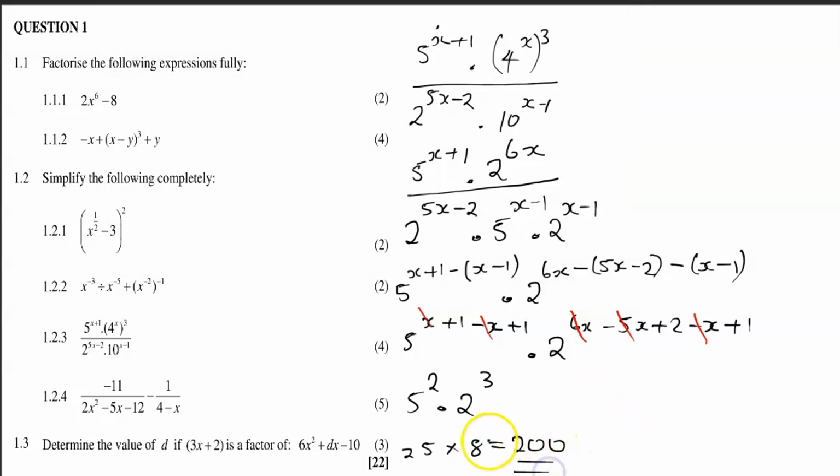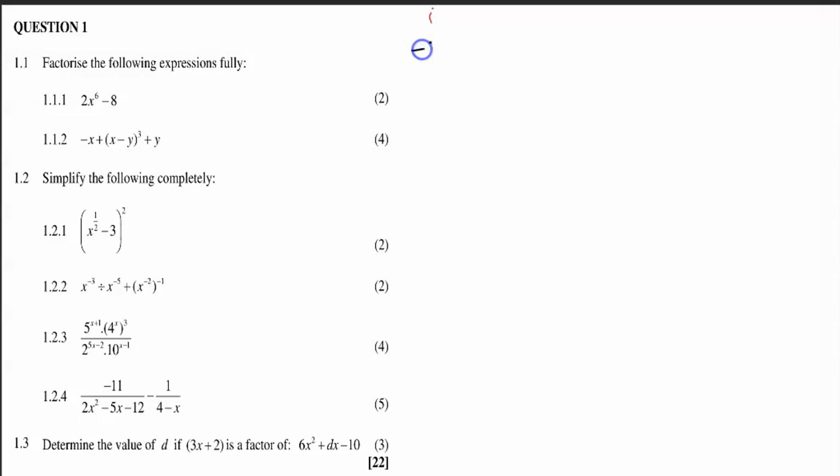So that's it. Negative 11, all that is over 2x squared minus 5x minus 12, minus 1 all over 4 minus x. But you can see this one is unusual.